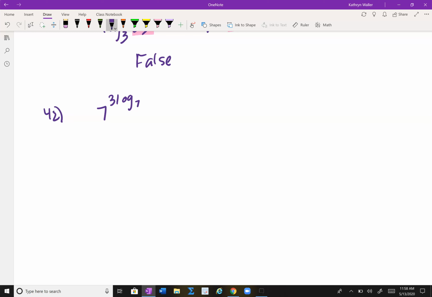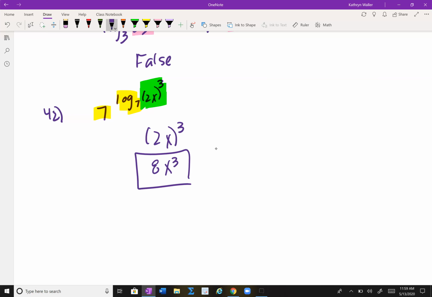Evaluate this. So 7 raised to the 3 log base 7 of 2x. Okay, so what I'm going to do is take this 3 and pull it up as an exponent, because you can do that when you have a log. And then I have 7 raised to the log base 7. So remember, when that happens, there's your answer right there. So it's in parentheses 2x to the third. 2 to the third is an 8. So your answer is 8x to the third.